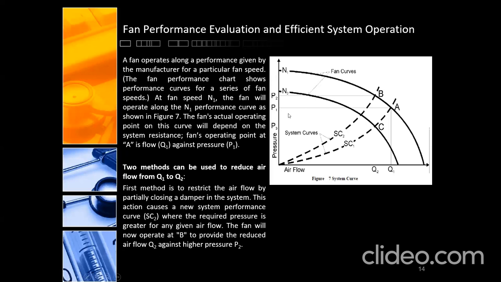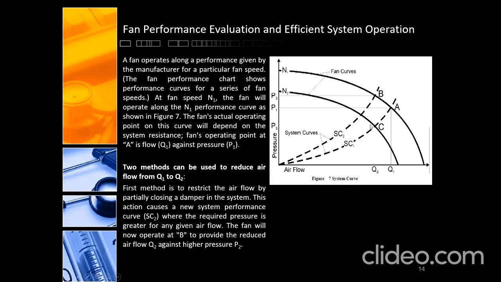Yan, para makuha mo yung speed, kailangan mo sa required condition mo. First method is to restrict the airflow by partially closing the damper. This action causes a new system performance curve SC2 where the required pressure is greater for any required flow. Ibig sabihin, reduce mo yung damper, mababa yung flow mo. Ito. So, tataas yung pressure mo.